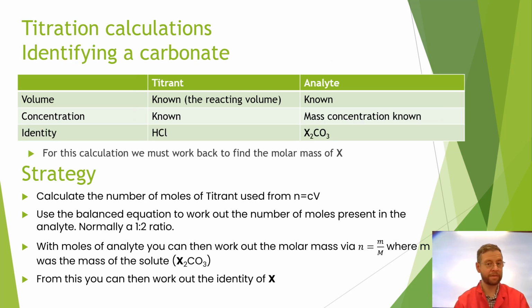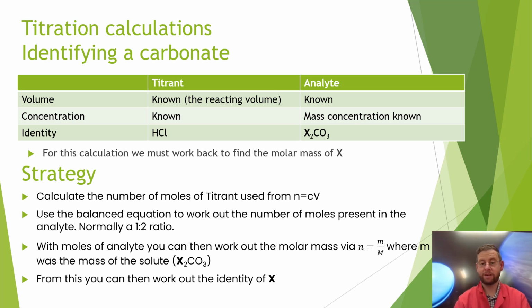A second but very common type of question is to identify a carbonate or a hydroxide, or basically using information deduced from your titration to work out the identity of an unknown chemical. So here, for example, we've got a titrant that is known to be hydrochloric acid of known volume and known concentration. And with the analyte, though we know the mass we've added, we don't know anything more about the analyte other than how much volume it has and that it is a carbonate of some sort. So for this whole thing, we're trying to work back to find the molar mass of this chemical, and from that we're going to be able to work out what it is.